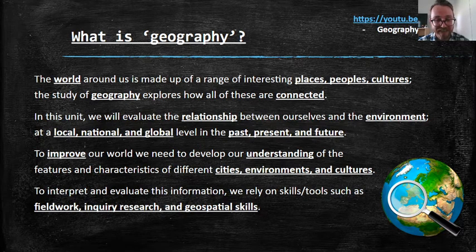To improve our world, we need to develop our understanding of the features and characteristics of different cities, environments, and cultures. To interpret and evaluate this information, it's not good enough just to look out the window and say, oh, yep, it's green. We need to rely on skills and tools such as fieldwork, so getting outside, actually getting into the environment and doing things, which sounds strange to say during a lockdown, but anyway. Inquiry research, so looking outside and then finding a few questions to answer and then doing some research to answer those questions on your own. And geospatial skills, a fancy word, we'll look at that later on though.